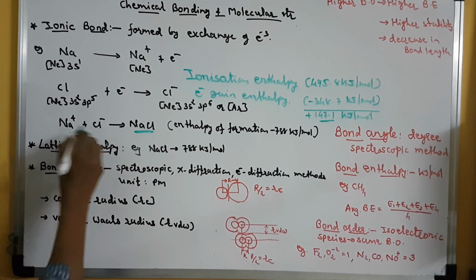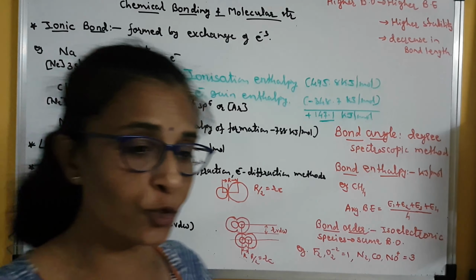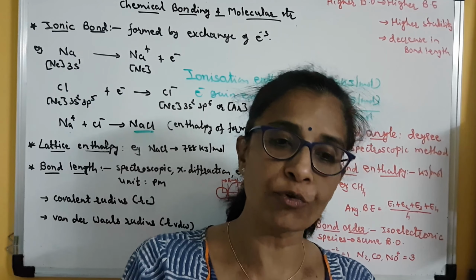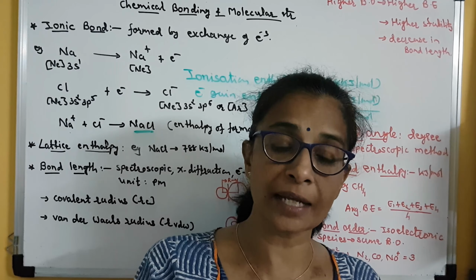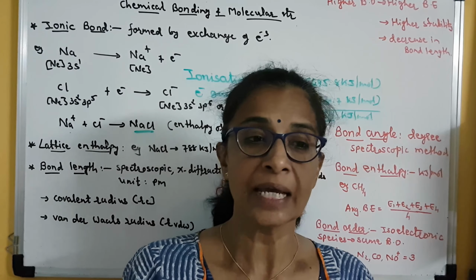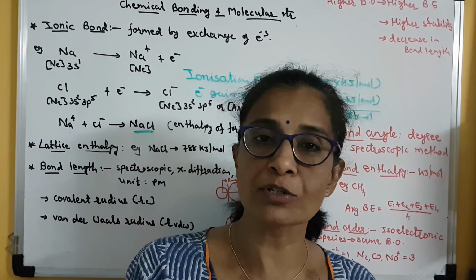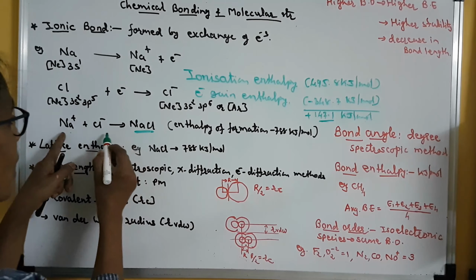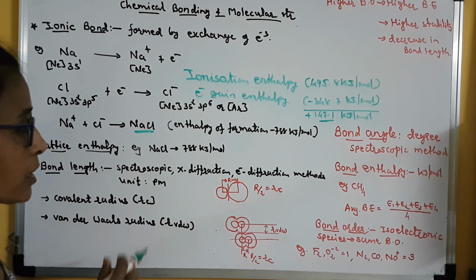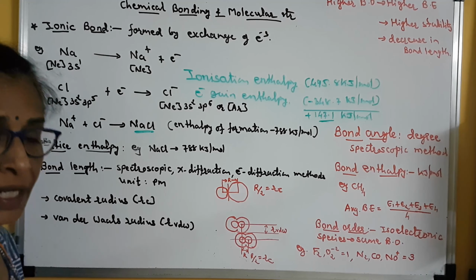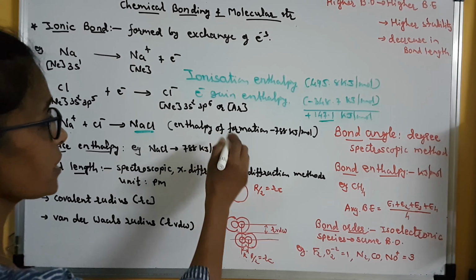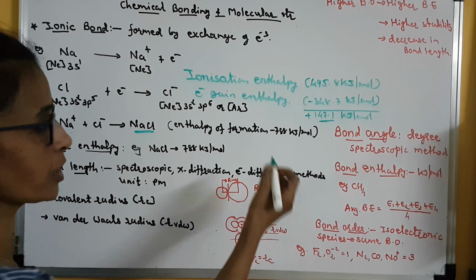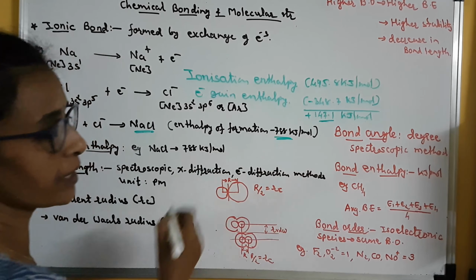When Na+ and Cl- ions, which are oppositely charged, are attracted by Coulombic force of attraction, or we can say electrostatic force of attraction, that is why the ionic bond is also known as an electrovalent bond. Clear? So when these two ions are attracted by each other to form NaCl, the energy which is released, the enthalpy of formation, is minus 788.